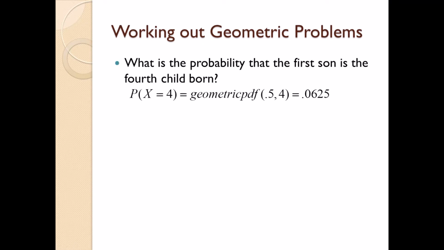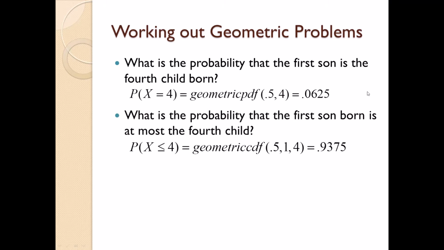All right, so working out geometric problems. What's the probability that the first son is the fourth child born? Now keep in mind this is open-ended, so there's no way it can be a fixed number of trials. It's not out of like 3 births or 8 births or whatever, all right? So the probability that the fourth child is going to be your first son, it's just going to be a geometric PDF. Remember, menu 5, same menu as binomial, and then 0.5 and 4. It's a PDF, so you only need one value here.